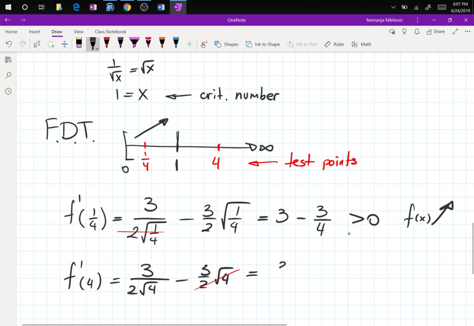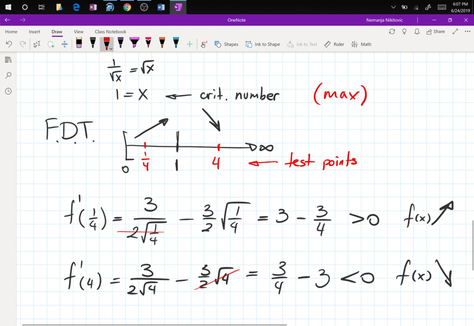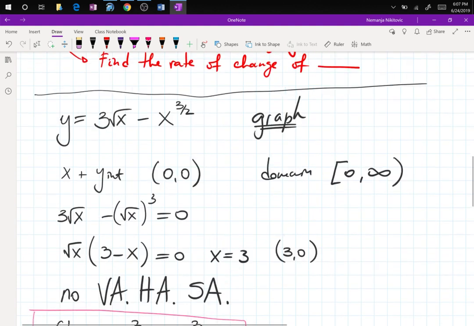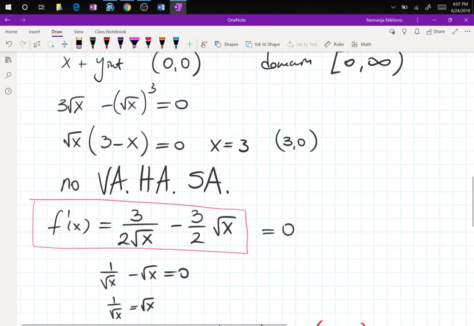So this is now 3/4 minus 3, which is less than 0, which in our definition is a decrease. So we have an increase followed by a decrease, which means what do we have at our critical number? We have a max. Because you can see the trend, right? It looks like there will be a max there. Great. So we found, oh, I did not compute the y value for this x. So when I plug in 1, I just get 3 minus 1, which is 2.